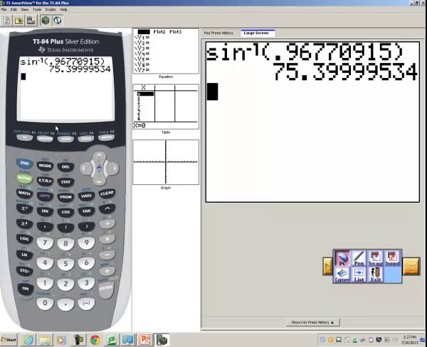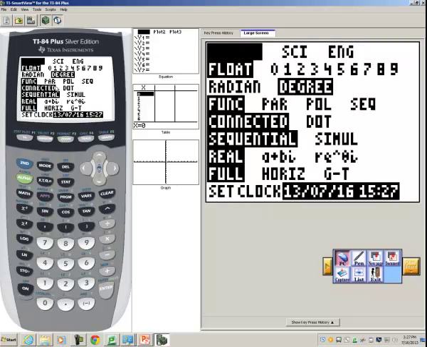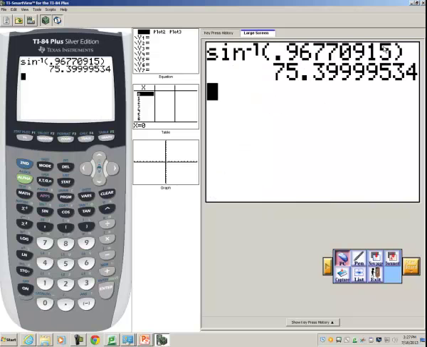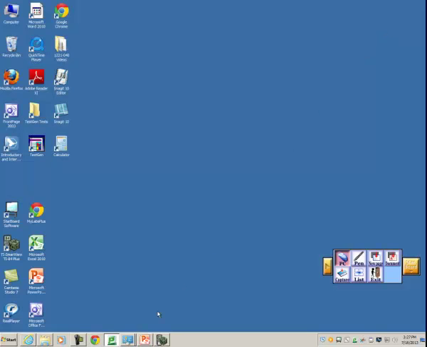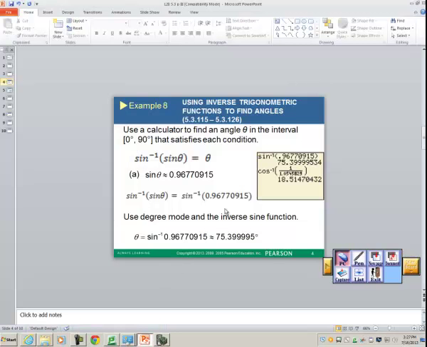opened up. So here we have 75.3999, and it goes on from there. Degrees. Again, you have to make sure that your mode is in degrees. Okay? All right, questions with that? Okay, and so there's our angle right there, 75, we'll round it off to 75.4 degrees. Okay, questions with that?